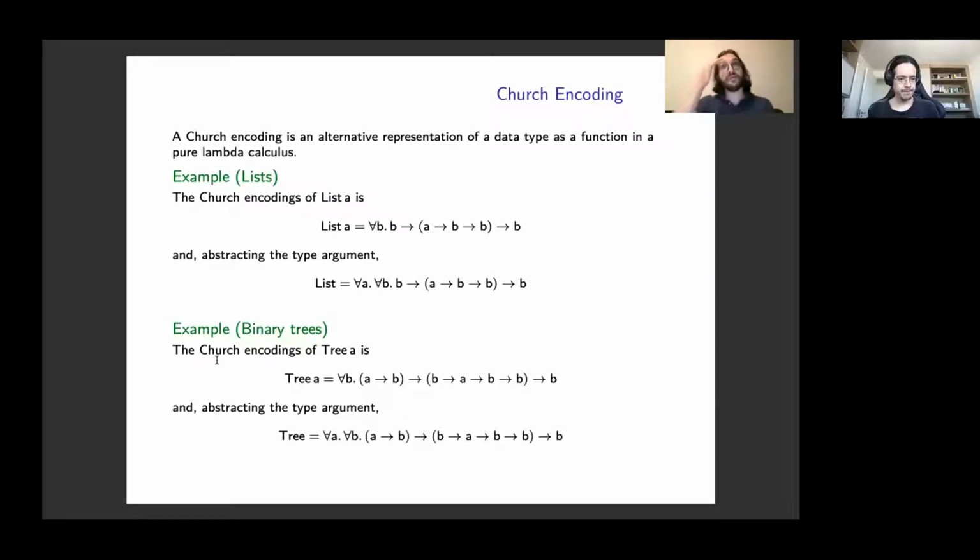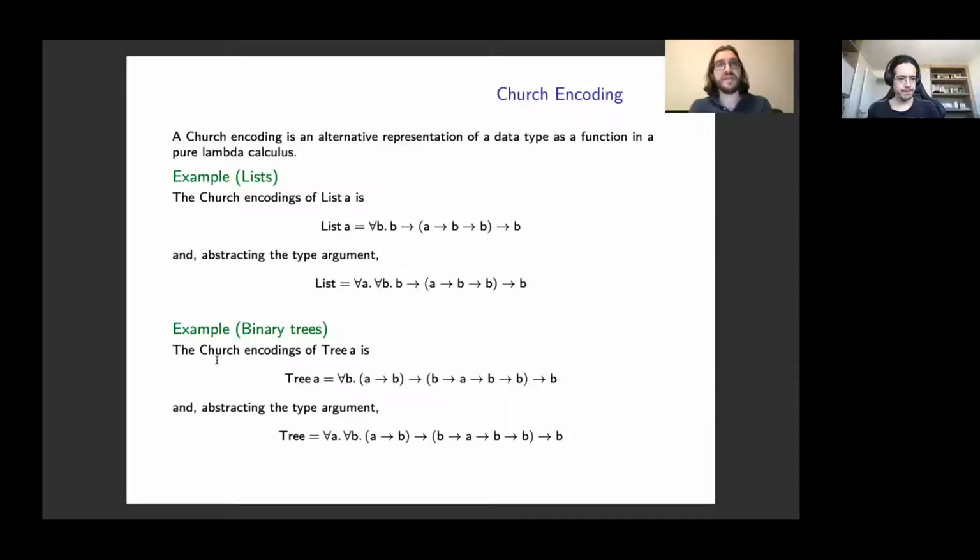As an alternative to the fixed point representation, in a pure lambda calculus, we can represent data types by their Church encoding. For example, we have a Church encoding for the type of list where the term B is associated to the nil constructor and the term A arrow B is associated to the cons constructor. By abstracting over the type argument, we also get a Church encoding for the type constructor list.